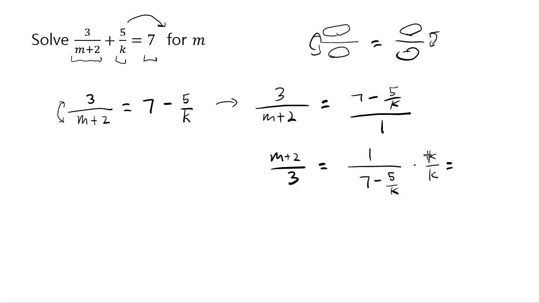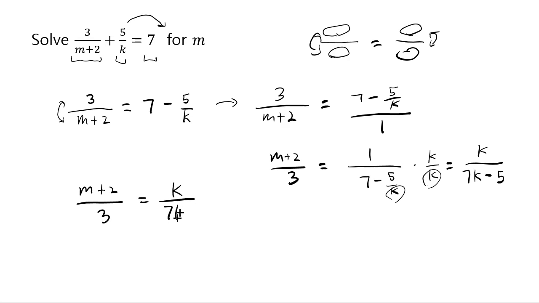But the advantage is that when k is multiplied to 1, it's k, whereas when k is multiplied to 7, it's 7k, and 5 times k is 5k. The k and k cancel, and you just get 5 left. Okay. Now what do we do? So the result is that we have m plus 2 over 3 equals k over 7k minus 5.